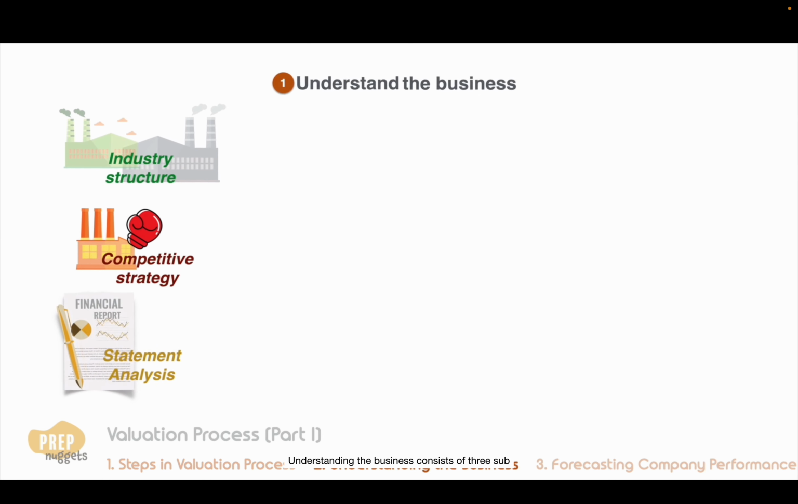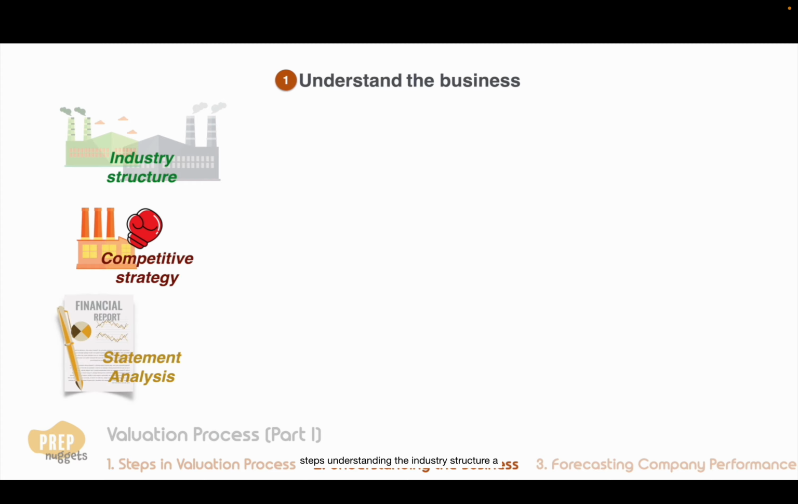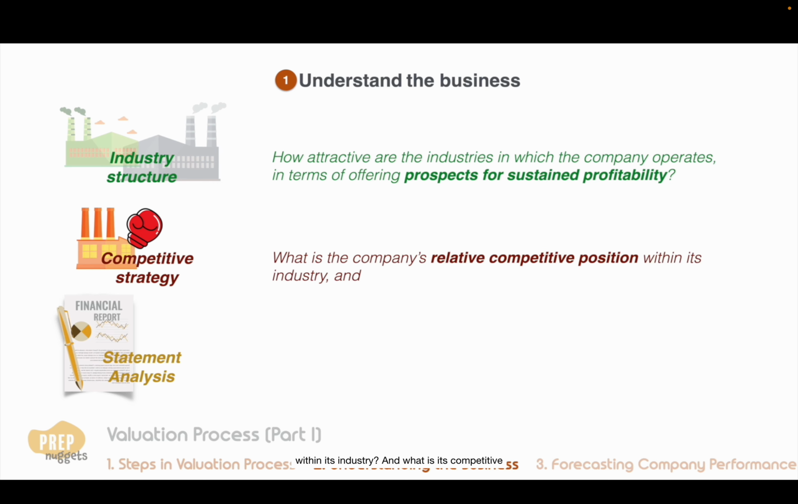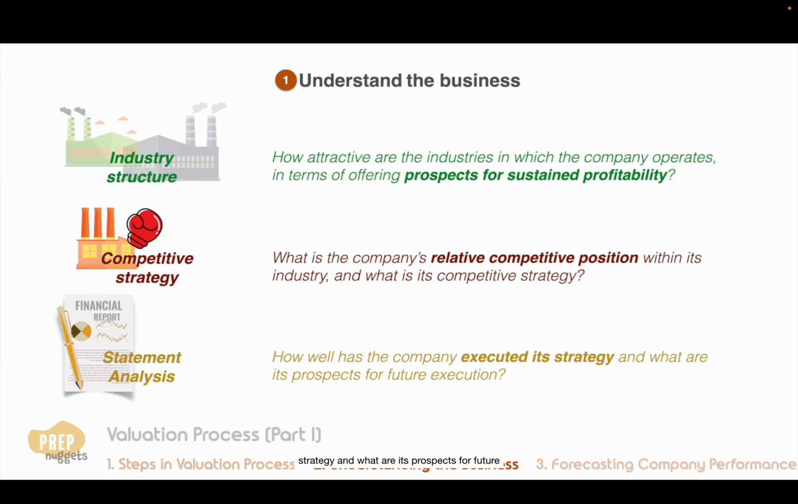Understanding the business consists of 3 sub-steps: understanding the industry structure, a competitive analysis of the business, and financial statement analysis. Essentially, we're trying to answer 3 fundamental questions. How attractive are the industries in which the company operates in terms of offering prospects for sustained profitability? What is the company's relative competitive position within its industry, and what is its competitive strategy? And how well has the company executed its strategy, and what are its prospects for future execution?